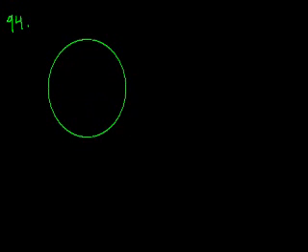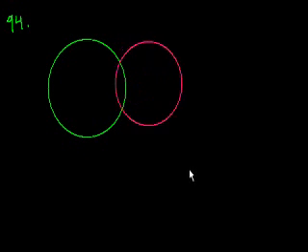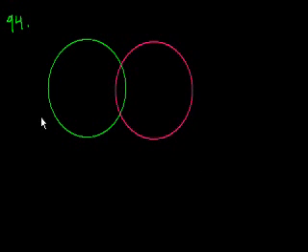Let's see. So let me draw. So let's say that's French, and I'll do Spanish in a different color. Let's say that is Spanish. And we have 300 students, and they study either French or Spanish.